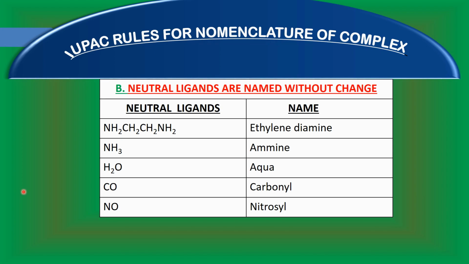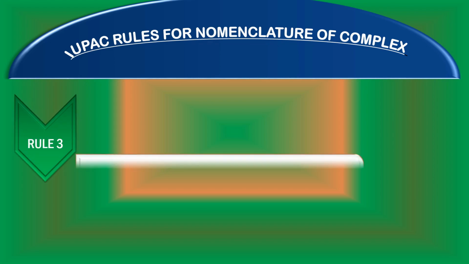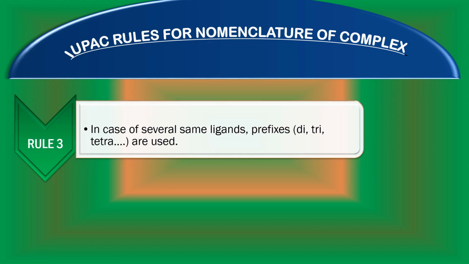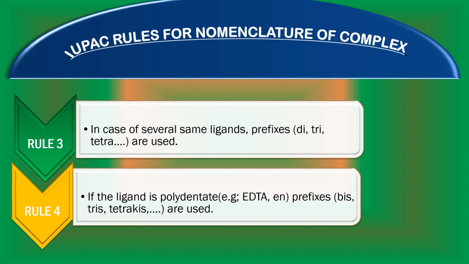Neutral ligands are named without any change. For example, ethylenediamine, amine, aqua, carbonyl, nitrosyl. Positive ligands are named with an ending of IUM. For example, hydrazinium, nitronium. Rule 3. In case of several same ligands, prefixes di, tri, tetra are used. Rule 4. If the ligand is polydentate, for example, EDTA, ethylenediamine, prefixes bis, tris, tetrakis are used.